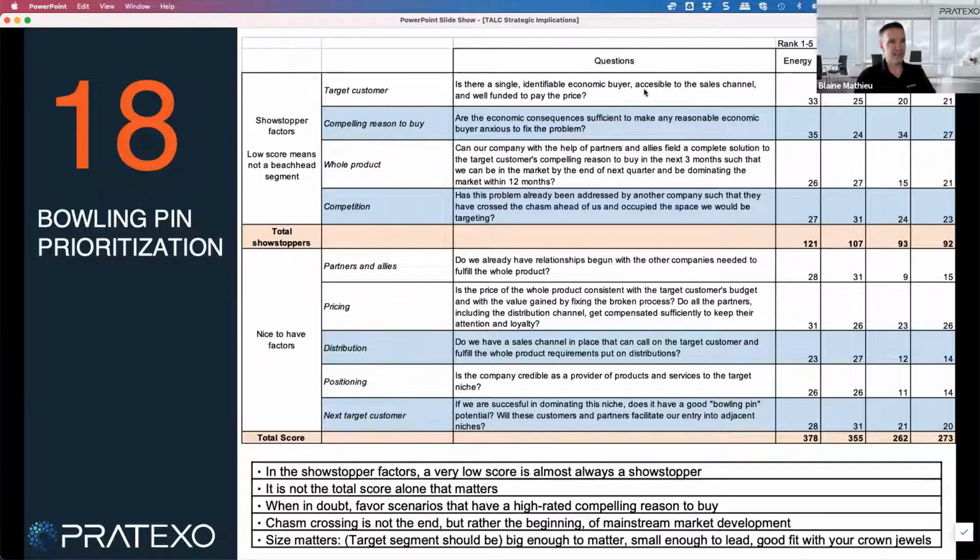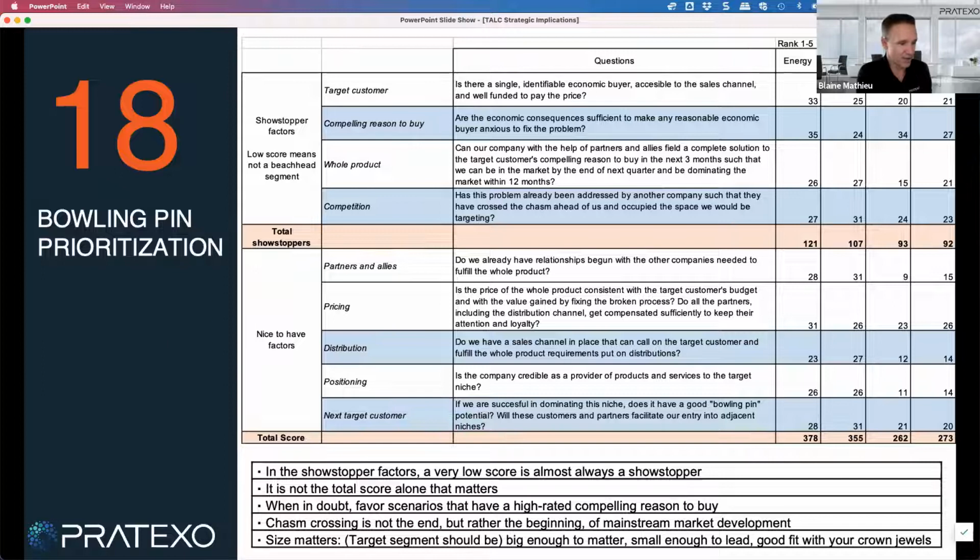Is there a single identified buyer? How compelling is the reason to buy? Do we have the whole product in place? How strong is the competition in each of these potential market segments you could address? And again, where do the numbers come from? The numbers come from our trusty group of advisors assigning scores, 0 to 5, whatever your rating scale is, it doesn't really matter. But that's how we come up with this.